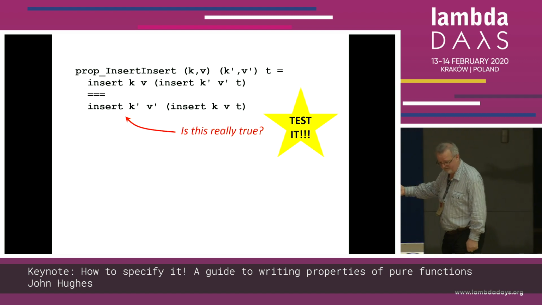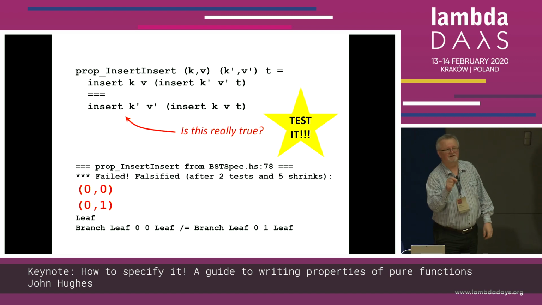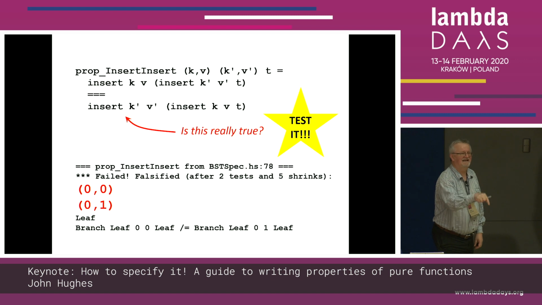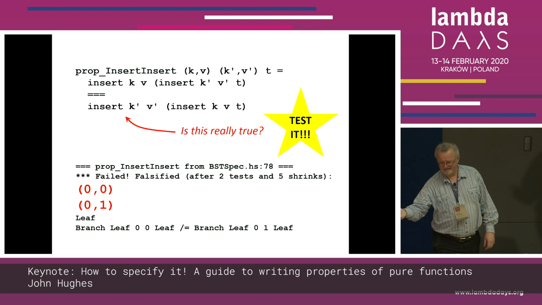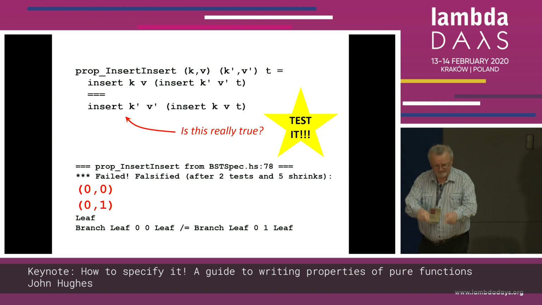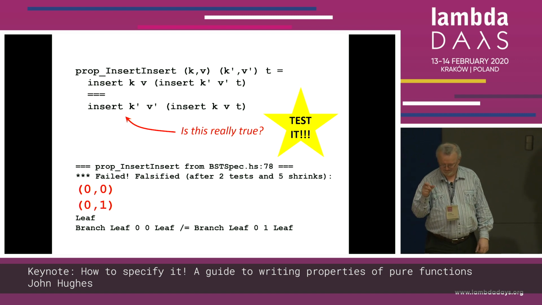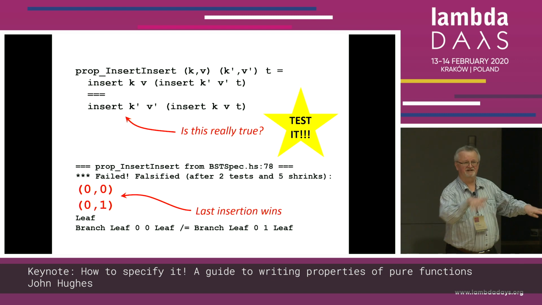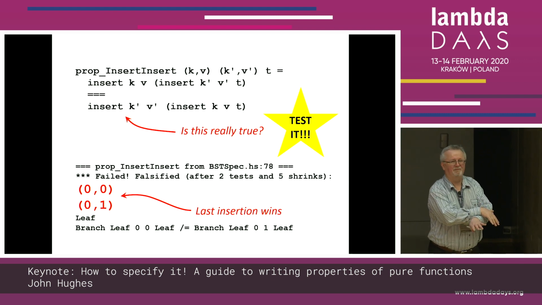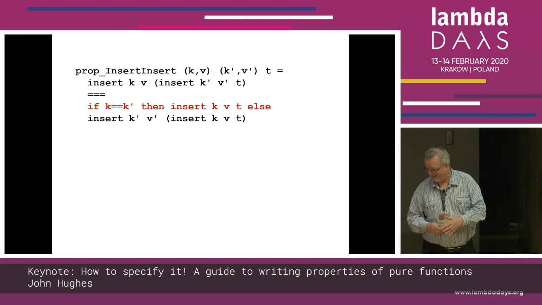And then one of two things will happen. Either the test will pass, in that case it's almost certainly true, or QuickCheck will tell us precisely what case we missed. And in this case, it's not true. The test fails. And if we look at the test case that QuickCheck reports, we can see that we're inserting the same key twice. The key 0 is used twice. The property says you can swap any two insertions over. But of course you can't swap insertions of the same key, right? If you insert the same key twice, the last insertion wins.